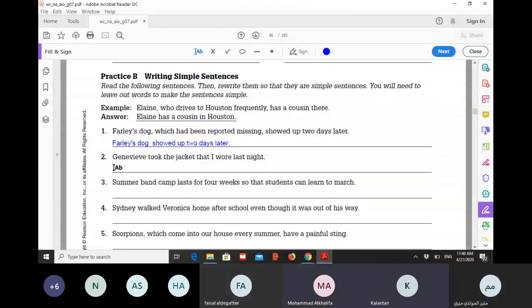Genevieve took the jacket that I wore yesterday. Genevieve took the jacket. Excellent. Very easy. It's very simple.